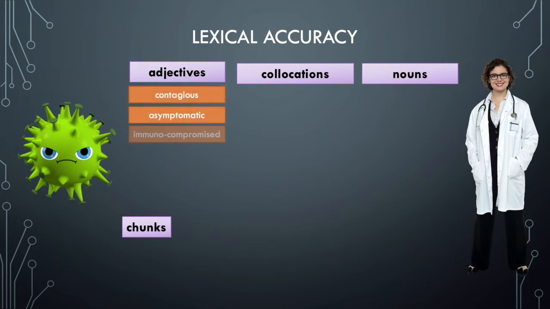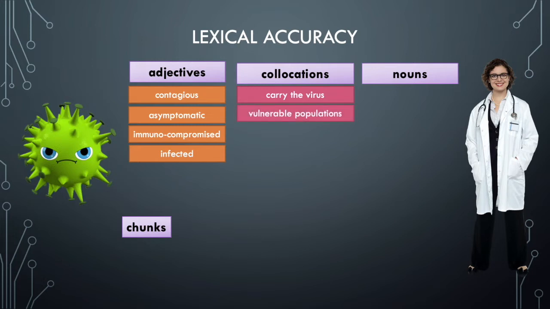So we have here adjectives like, look at this. This is all vocabulary we can use to describe situations, patients. Collocations like carry the virus. You don't take it, you're not a porter, you carry the virus. Vulnerable populations. To meet in person, now that people are meeting online, for instance, it would be appropriate to use an in-person event.